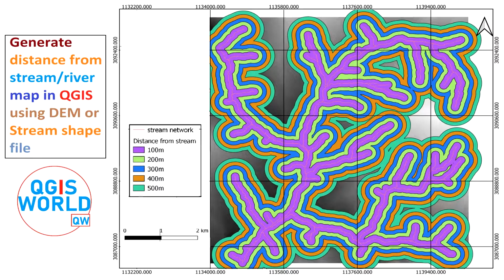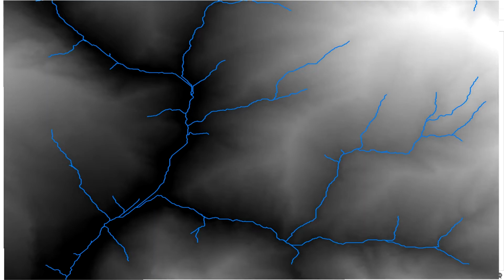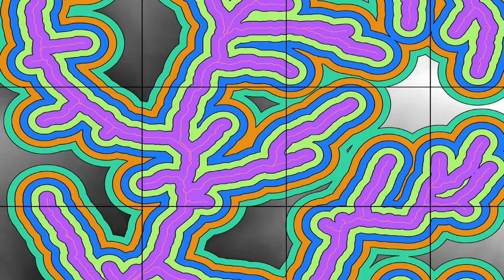Here I will be buffering a stream alignment, or simply you can say creating a stream proximity map or a distance from river or distance from stream map. You can practice with the video by downloading the DEM linked in the description as well. In this tutorial, first we will generate a stream from DEM and then we will prepare a complete stream proximity map or distance from river or distance from stream map.